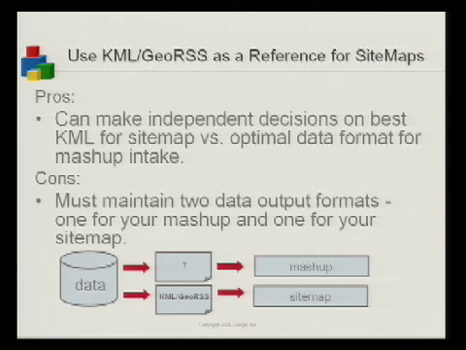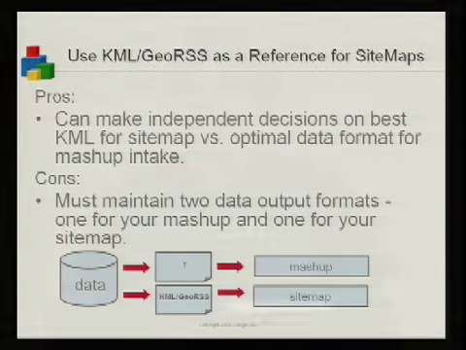Okay, and so then we want to go over using KML or GeoRSS as a reference for sitemaps. So this is basically, you use some other format to generate your own data format. You might do it in JSON. You might do it in GeoJSON, which is starting to gain popularity. That's a standard way to represent geodata in JSON. And it allows you to make your own decisions about how heavyweight or lightweight you want the data structures to be.